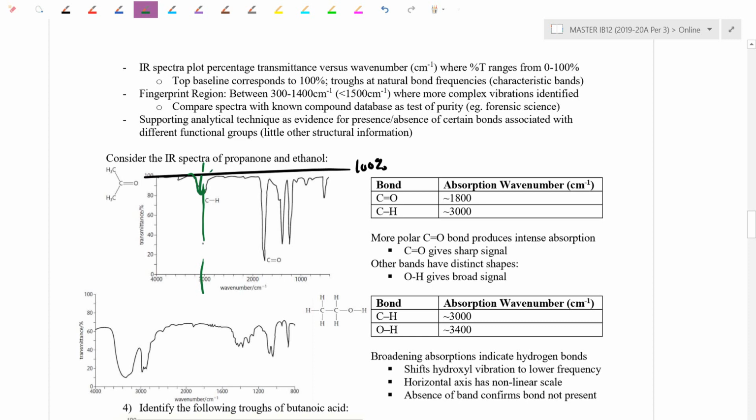The wave number here is specific to what type of stretching, what type of bond we're doing. And the intensity of the peak here is shown by how much absorption there is. That would be indicative a little bit of how much of that bond is present.